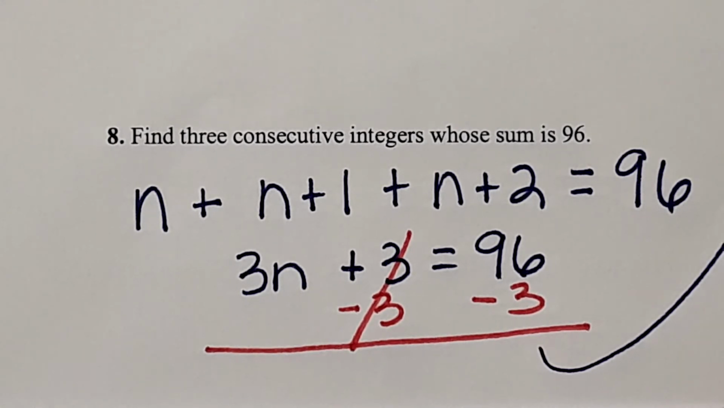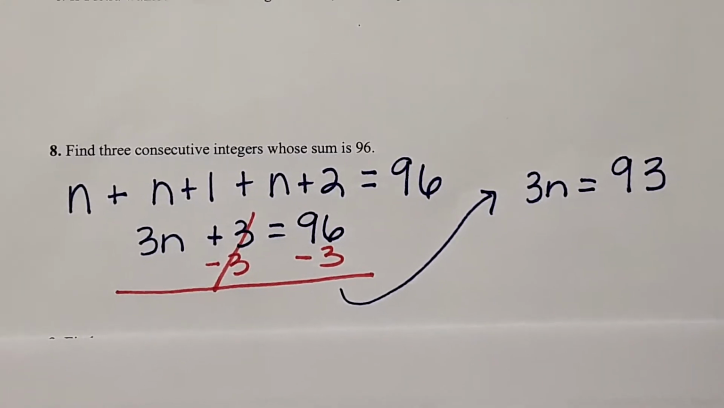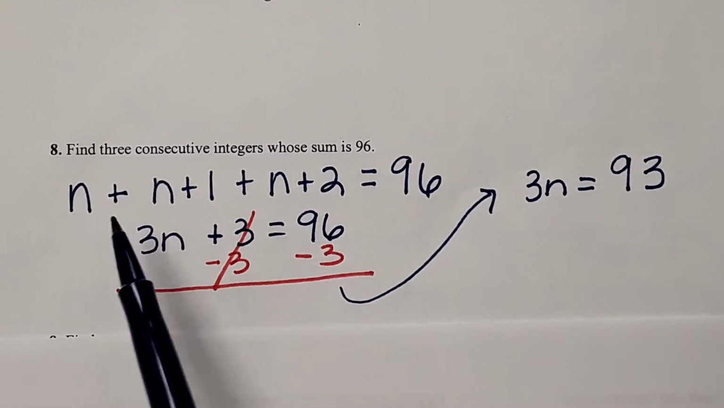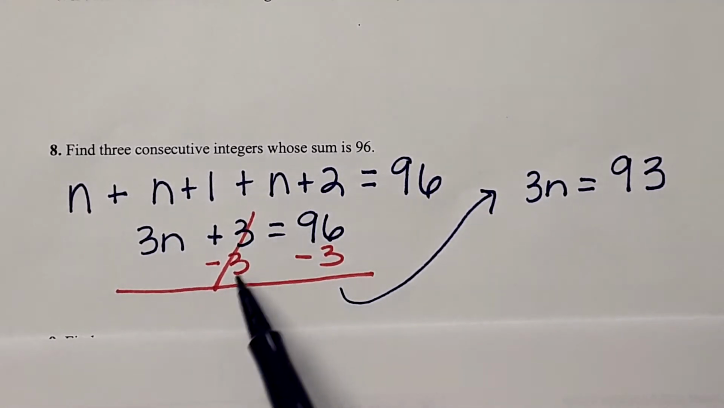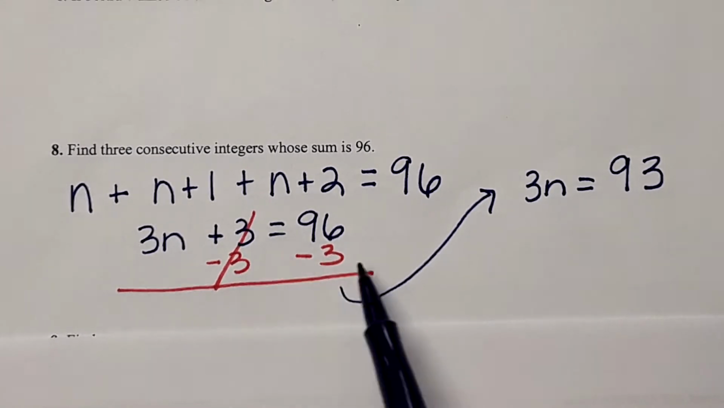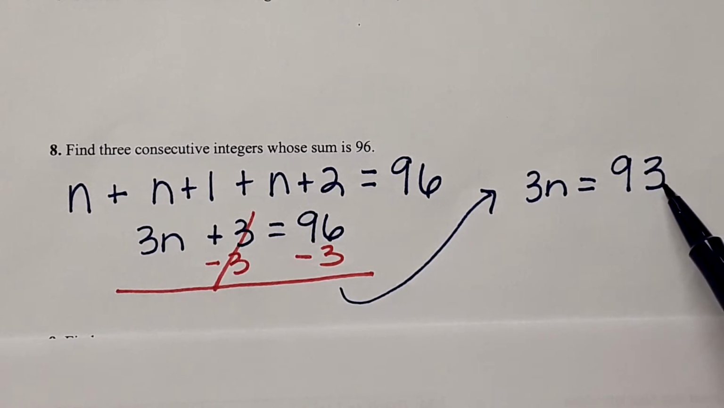I get 3n equals 93. Oh, and you can't see that because I made it too big. There we go. So I combine like terms, 1, 2, 3 n's. 1 plus 2 is 3. I subtracted 3 from both sides because it's like a two-step equation. 96 minus 3 is 93.